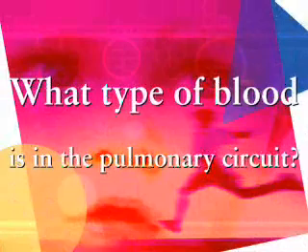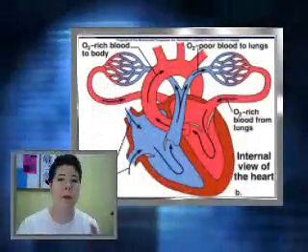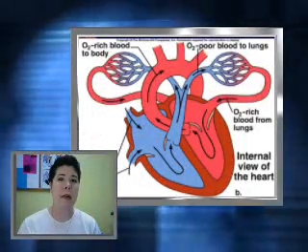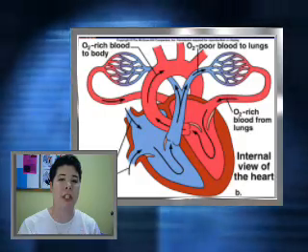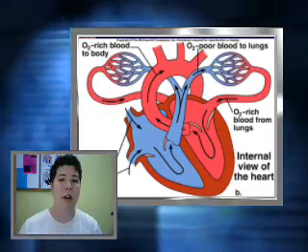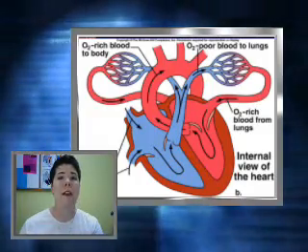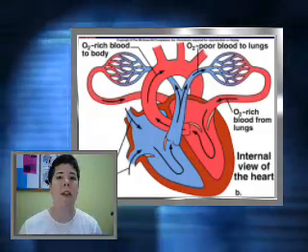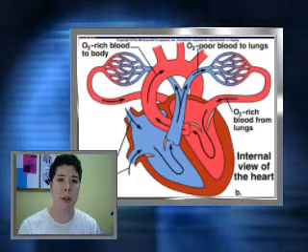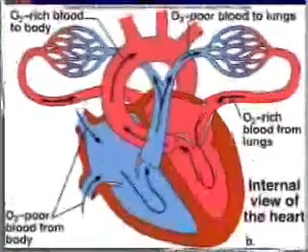What type of blood is found in the pulmonary circuit? What type of blood is in the systemic circuit? Very good questions. Actually, both the answers to those questions are related. The blood in the pulmonary circuit is actually unoxygenated until it reaches the lungs, where it becomes oxygenated. Once it returns back to the heart and then goes into the systemic circuit, it's oxygenated blood until it reaches the tissues. Then the tissues exchange the oxygen for carbon dioxide, and then deoxygenated blood returns back to the heart for the next circuit.